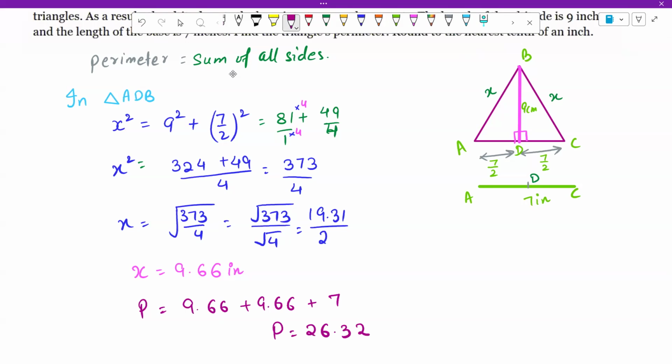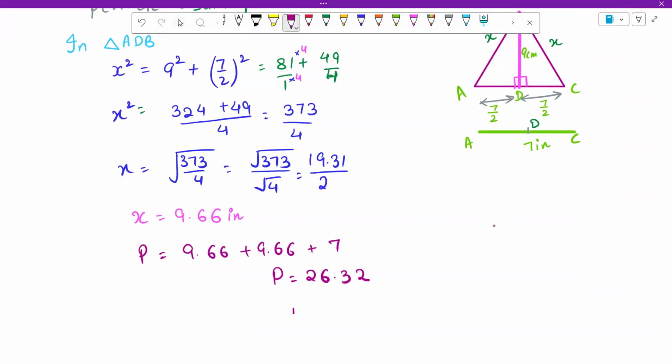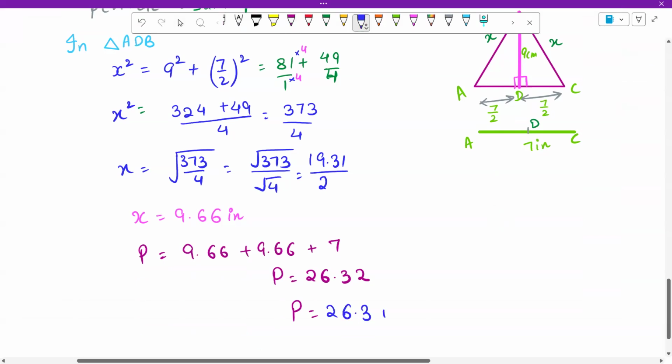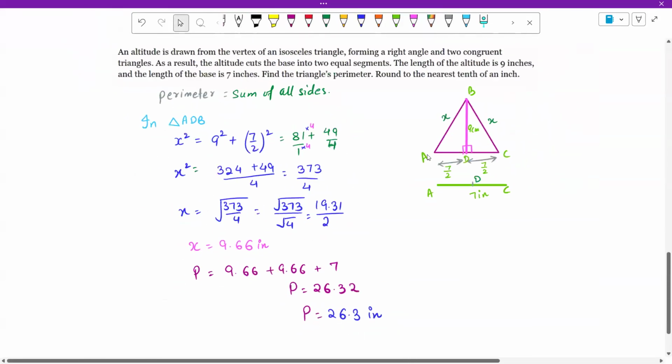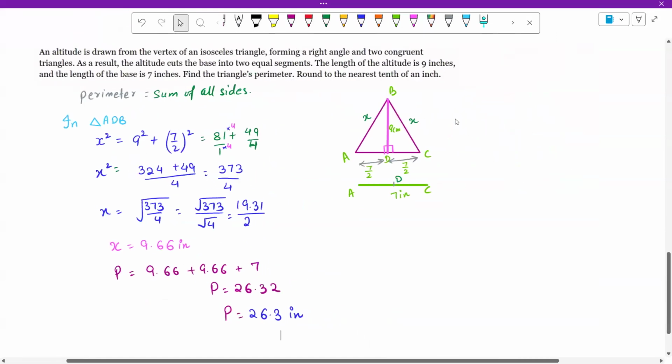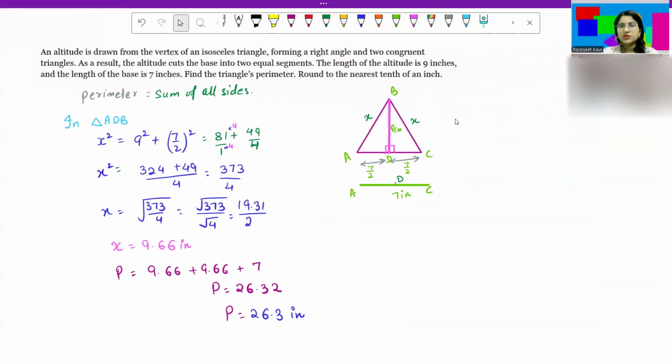So we are told to only calculate up to the nearest tenth of an inch. So perimeter is coming out to be how much? 26.3. Very good, 26.3 inches. And that's what we had to find out in this particular question. Any doubt? Any question here? No. All right. So you can make a note of this.